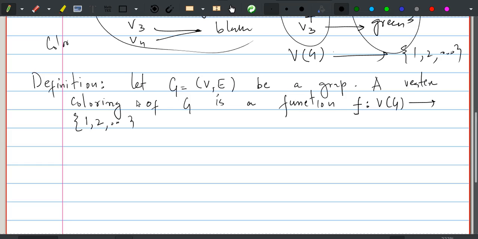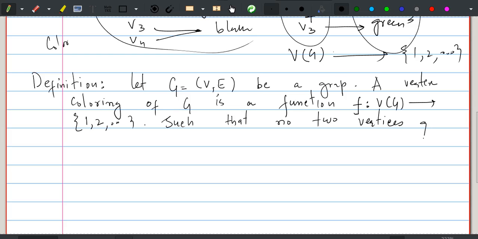So a vertex coloring of G is a function from V(G) to the color set such that no two adjacent vertices get the same color. So it is actually a labeling. What we are doing is labeling each vertex with its color.